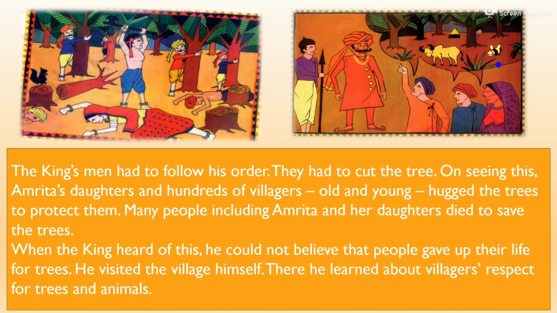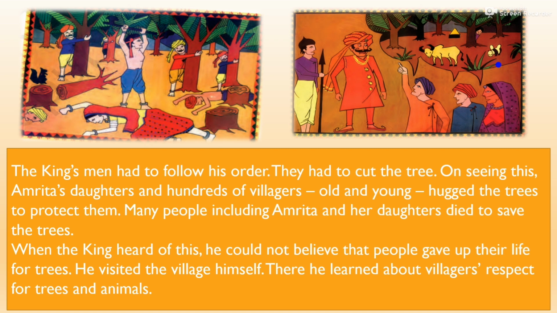Many people, including Amrita and her daughters, died to save the trees. So they gave their lives for trees. When the king heard of this, he could not believe that people gave up their life for trees. He visited the village himself. There he learned about the villagers' respect for trees and animals.